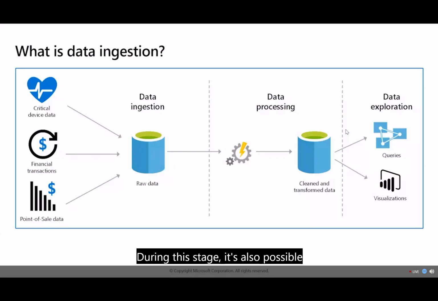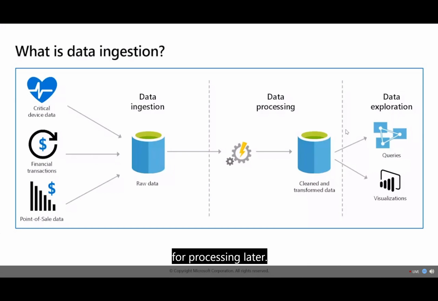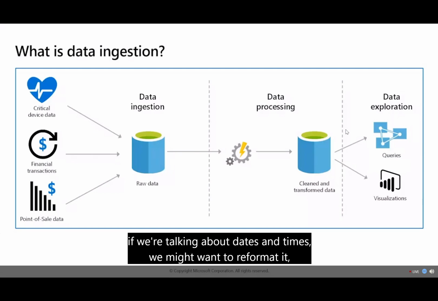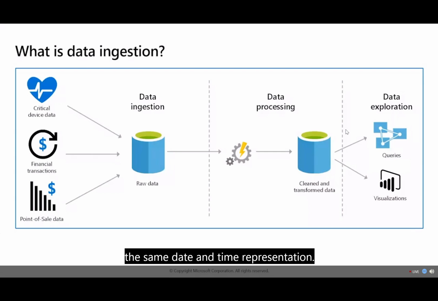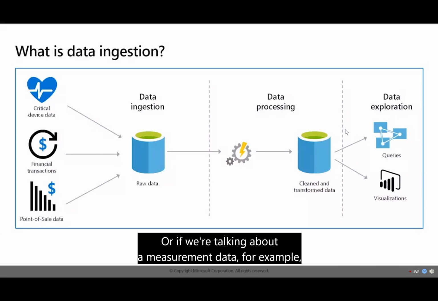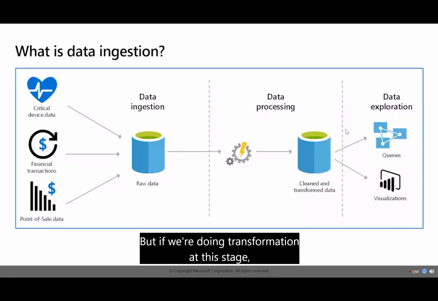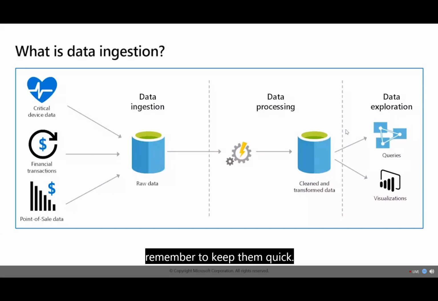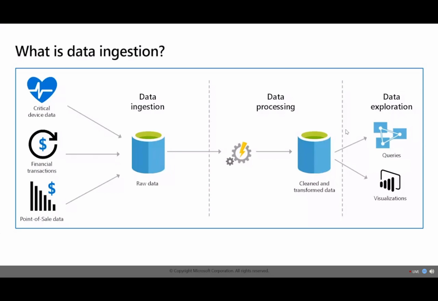During this stage, it's also possible to do some transformation to the data. So we can convert some of that data to a more standardized format for processing later. So for example, if we're talking about dates and times, we might want to reformat it so that all the data that's been ingested will use the same date and time representation. Or if we're talking about measurement data, for example, we might want to convert it so that they all conform to the same metrics. But if we're doing transformation at this stage, remember to keep it quick. Don't run any complex calculations or aggregations during the data ingestion stage. If you do need to, then store the data first and we'll come and process it later.